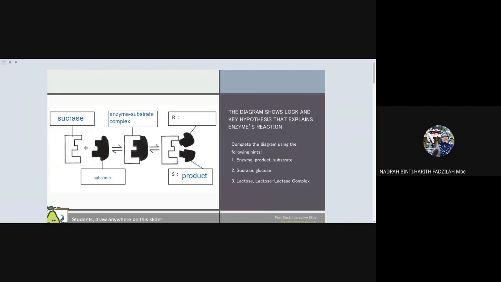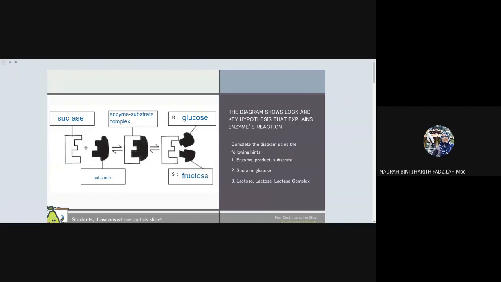Okay. Adeline sikit lagi. Nak label S je ya. Bagus, bagus. Okey, Nurin dah siap. Boleh proceed kepada yang kedua. Sukros dengan glukos pula. Macam mana nak label?